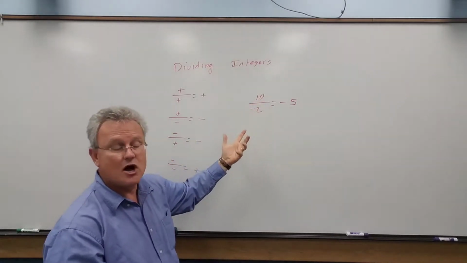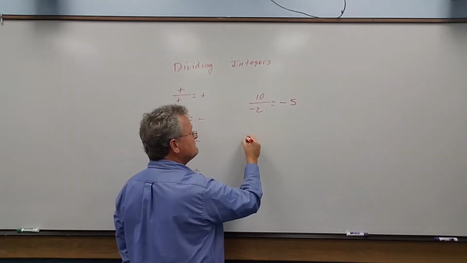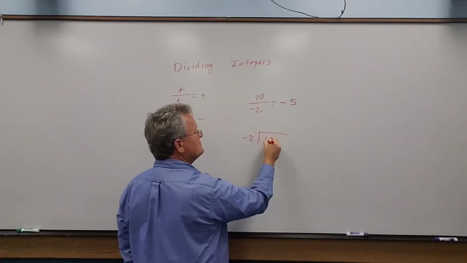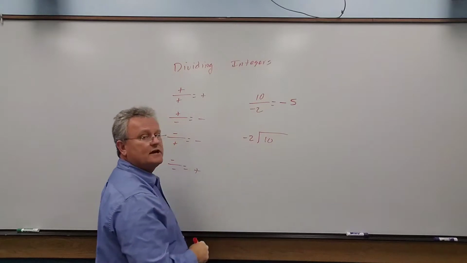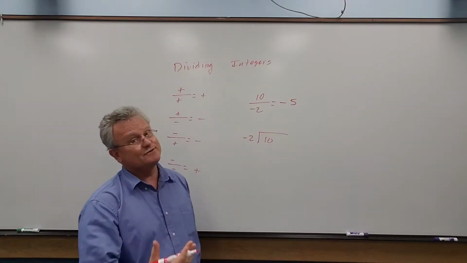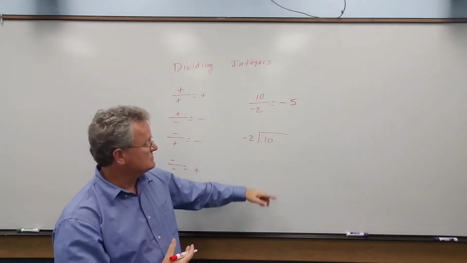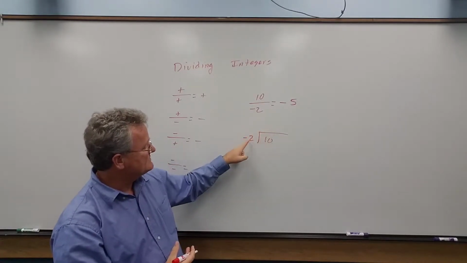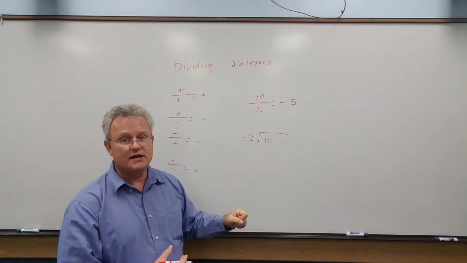Let's think of it as long division. Fraction means division. We divide negative 2 divided into 10. Well, to work this, it's really a multiplication question. The question is, what times negative 2 equals positive 10?